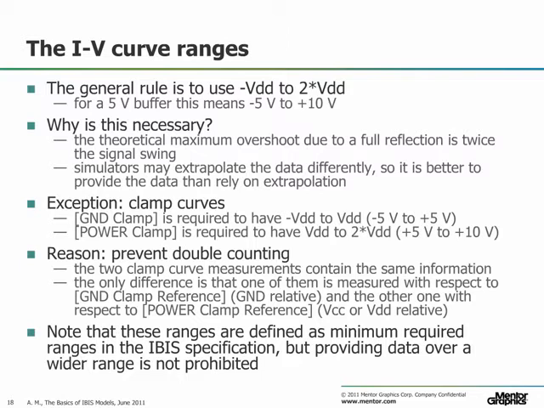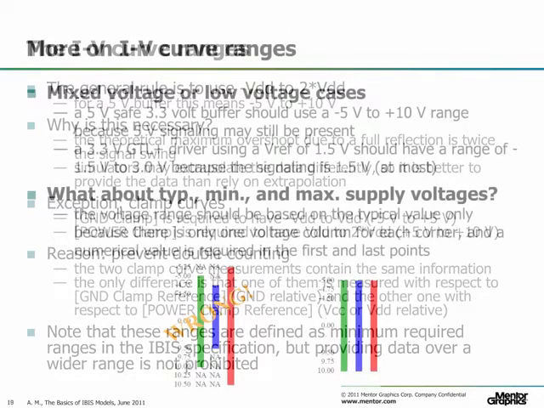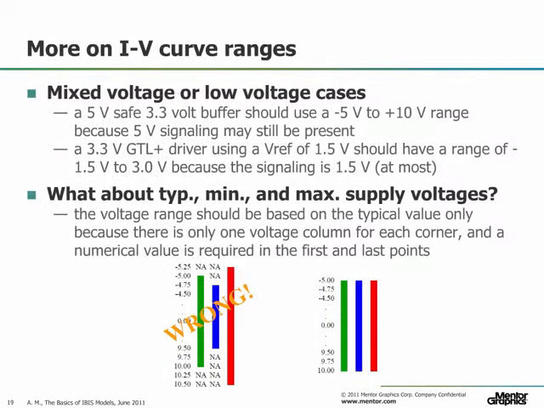Note that the IBIS specification doesn't prohibit you from giving a wider range for the IV curves. You just have to make sure that you are not double counting for any of the effects. Unfortunately, the IBIS specification doesn't give us a precise rule on how these ranges should be calculated. For example, the specification doesn't spell out which power supply voltage should be used as the basis for these range calculations: typical, minimum, or maximum.